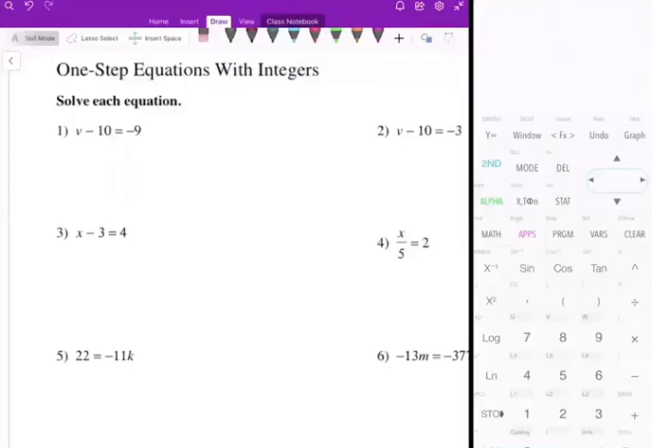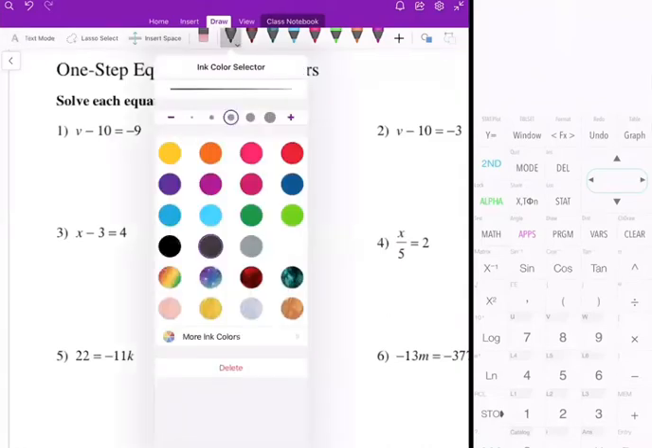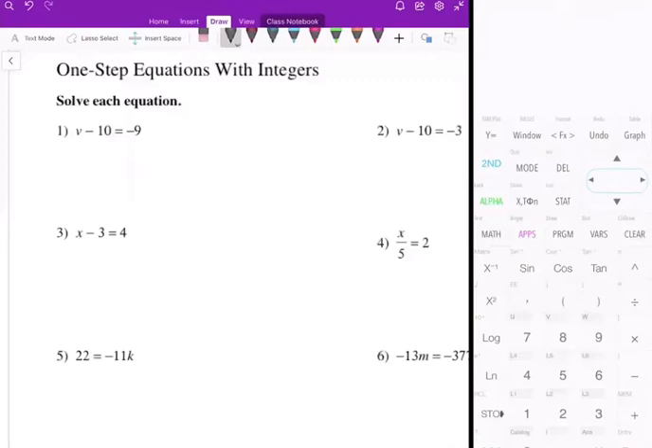All right, we're going to continue with one-step equations with integers. Now, this is a recap from the previous day. What we want to do here is make sure that we know what to do. So on number one, we're just going to add 10 to both sides. Add 10 to both sides. 10 minus 10 is 0. 10 minus 9 is 1. Bring down your variable. V is equal to 1. And that is your answer.